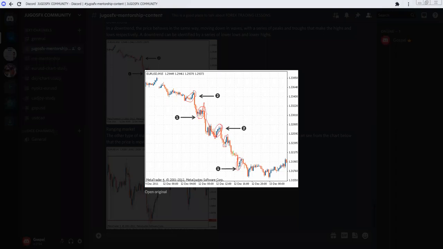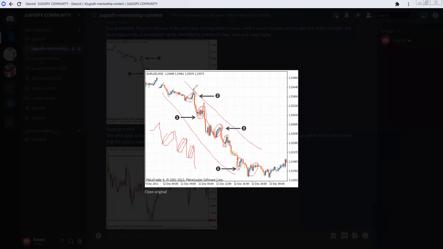Any move opposite to the original direction. The market is going down, creating lower lows, and then with these corrections, the market pulls back. This is called a pullback or a retracement or a correction.